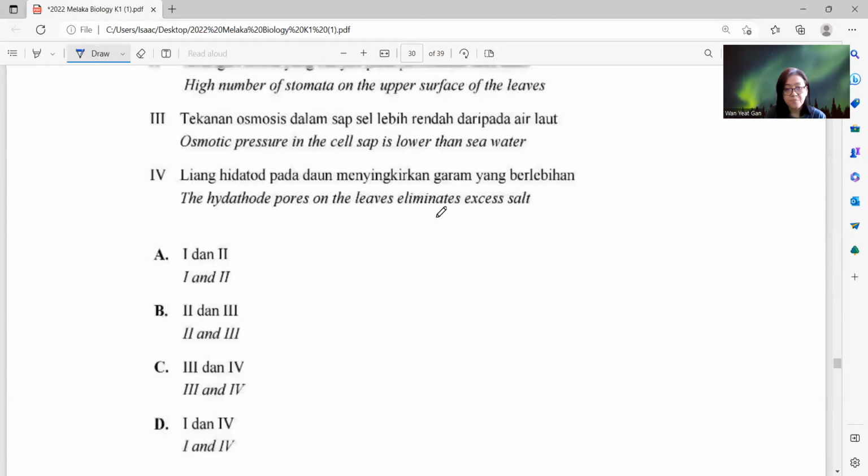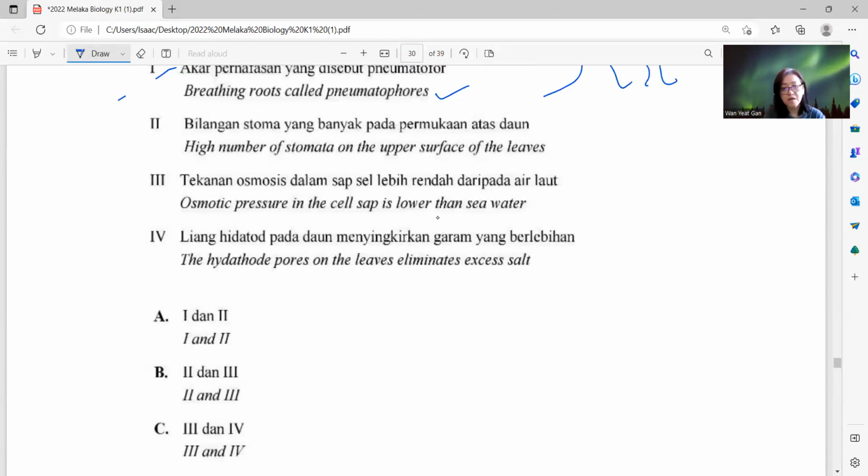Next is the number of stomata is not a lot, not at the upper surface. That will cause a lot of loss of water through evaporation. So then the plant will be dehydrated. No, this is not the answer. Osmotic pressure in the cell sap is higher than the seawater. So the roots can continually absorb water. However, the excess salt then will be excreted out through hydathodes. So this is not the answer.